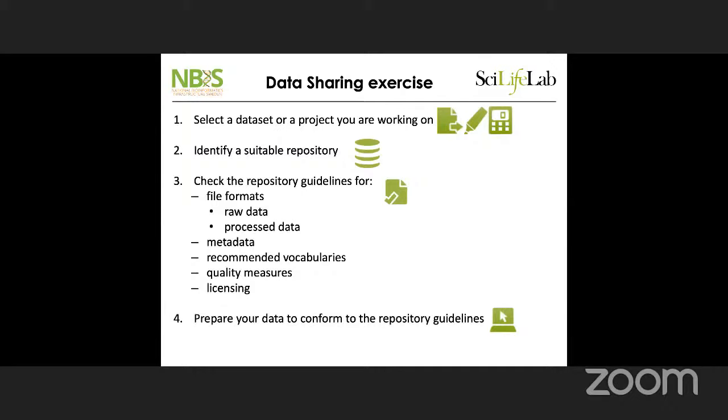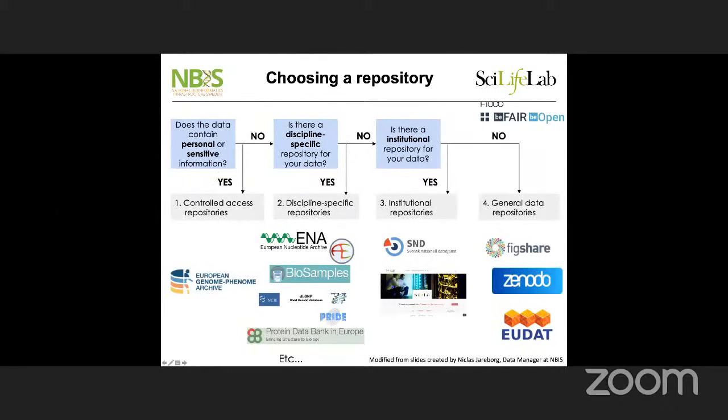And to help you get started a little bit, I want to show you a flowchart of how you can think when you want to identify a suitable repository. And in the data management guidelines on the NFCore website, there are also links to wizards that help you choose and other guidelines that are more specific. So the first thing to ask yourself is if the data contain personal or sensitive information, because then you need to choose a controlled access repository. And one example of this is the European Genome Phenome Archive, the EGA.